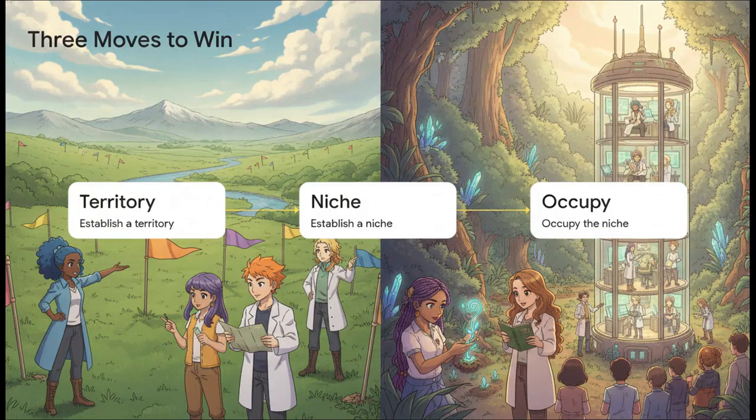So how do we actually win those 2 competitions? Well, Swales broke it down into 3 specific actionable moves. Number 1, establish a territory. Number 2, establish a niche. And number 3, occupy that niche. By following these 3 steps sequentially, you logically guide your reader from the really broad, general landscape right up to the front door of your specific research project.